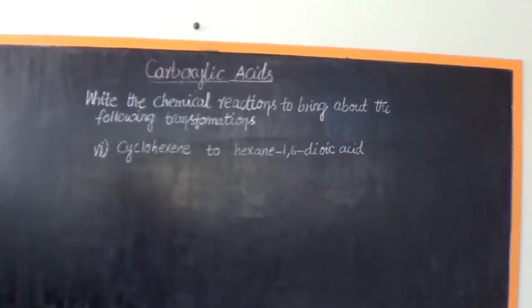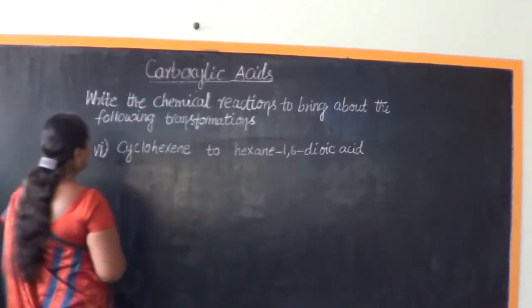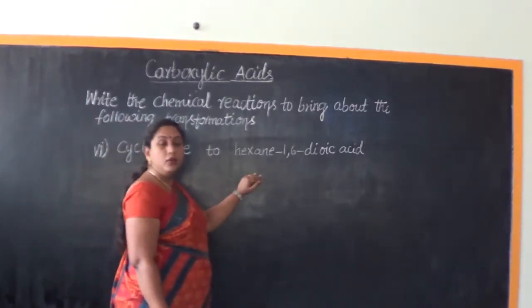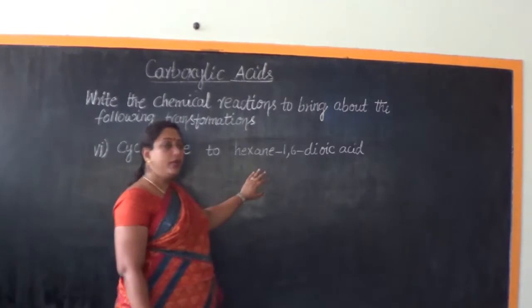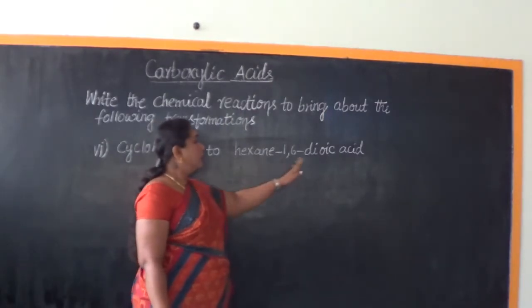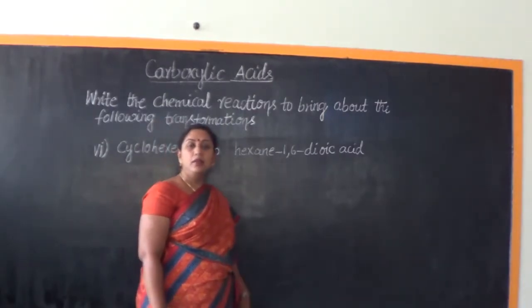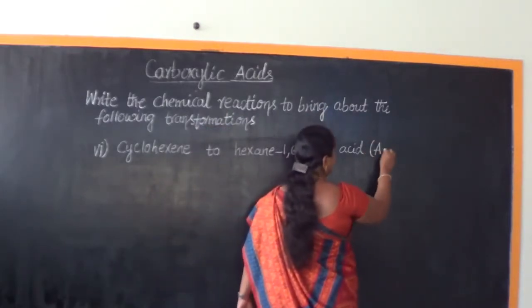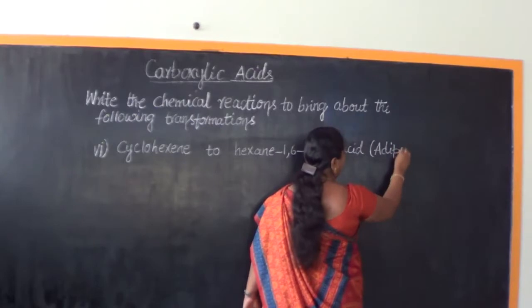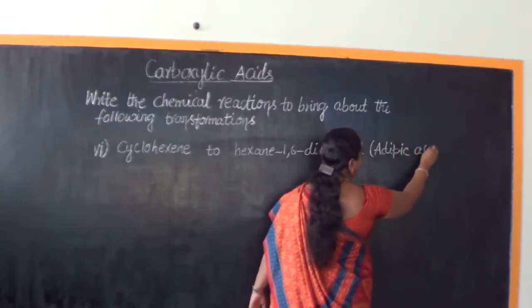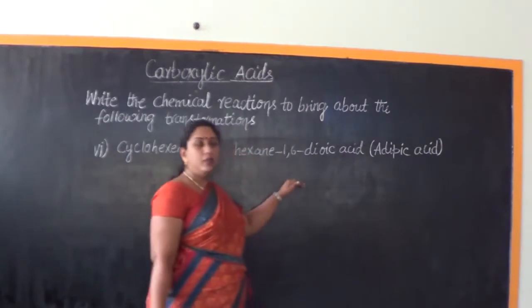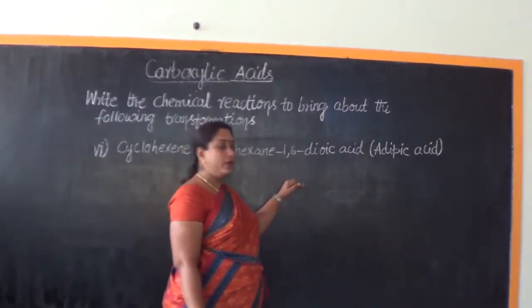In this video lesson, let us understand the conversion of cyclohexene to hexane 1,6 dioic acid. Hexane 1,6 dioic acid is popularly called adipic acid. That is its common name. Adipic acid is the common name of hexane 1,6 dioic acid.